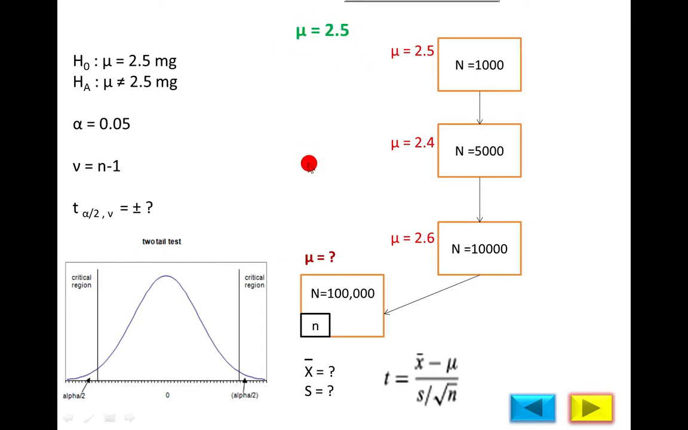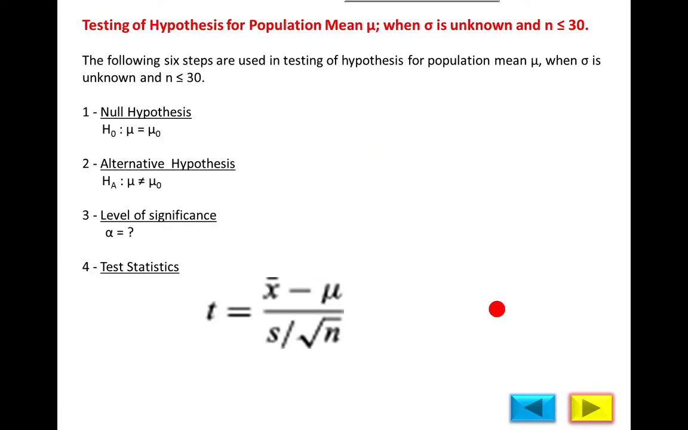Okay, now I will explain the steps used in testing of hypothesis. How many steps? There are 6 steps used in testing of hypothesis. Testing of hypothesis for population mean is the most important thing, because there are different methods. We will study them one by one.